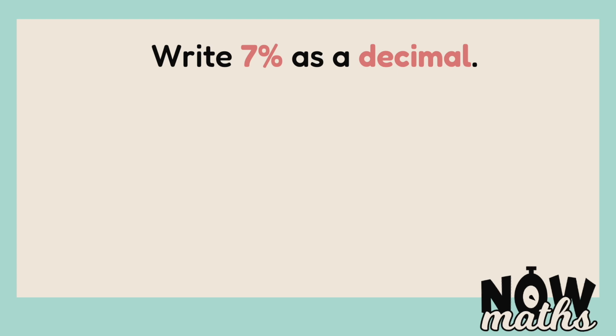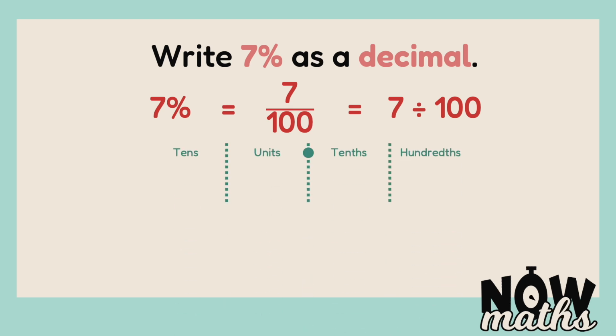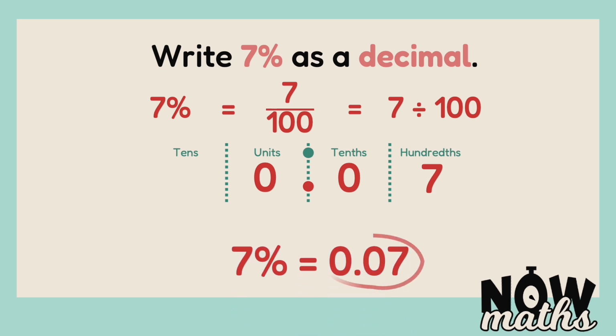Now for our third example, we're going to write 7% as a decimal. So 7% is the same as 7 out of 100, which is the same as 7 divided by 100. So to work this out, we can say that 7 has 7 units and it has 0 tens, 0 tenths and 0 hundredths. And when we divide by 100, we shift all of the digits to the right 2 places. So the 7 units move to the hundredths and the 0 tens move to the tenths. We now have 0 tens and 0 units, and when we write this down we can ignore the fact there are 0 tens, and 7% as a decimal is 0.07.